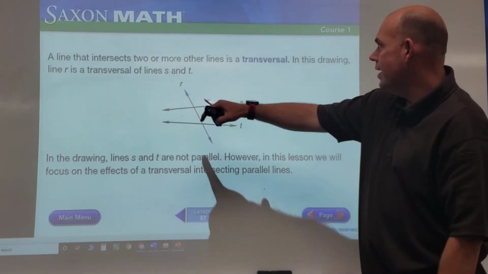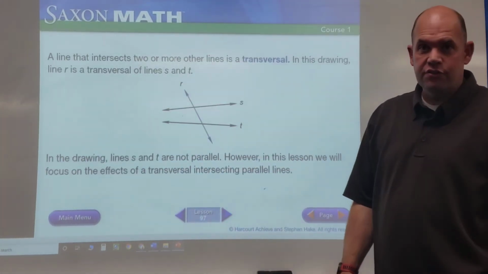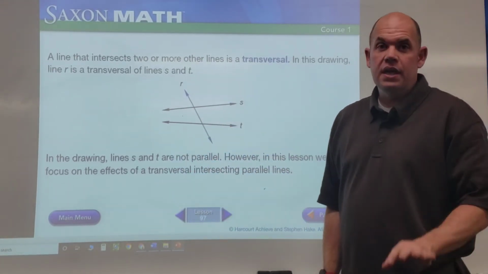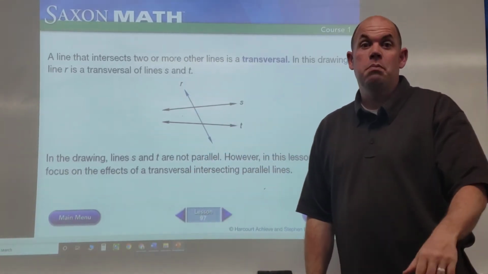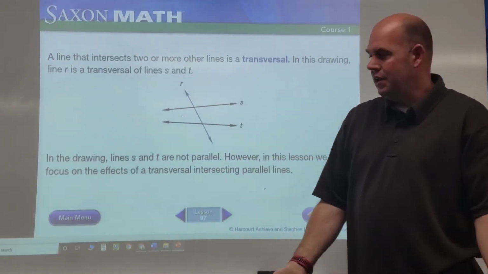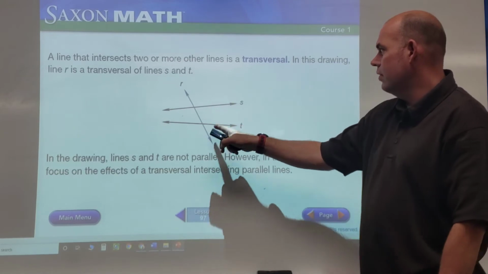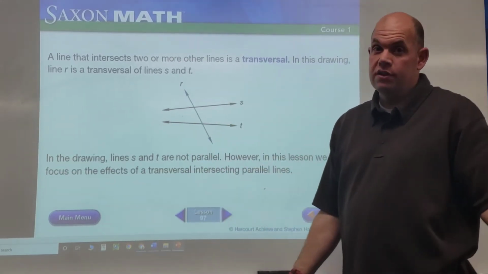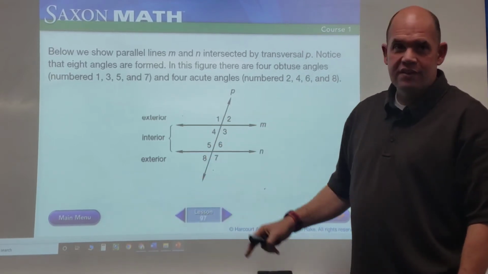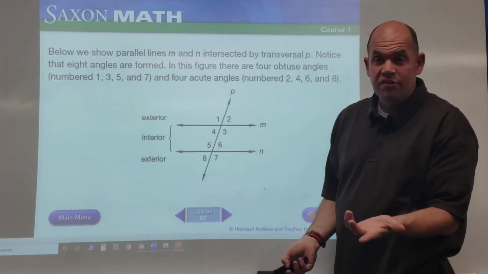All right, so a line that intersects two or more lines is a transversal. So here we have not parallel lines. In today's problems, we're going to be dealing with parallel lines. But here we've just got two lines intersected by another one. So we've got lines S and T intersected by line R. That's a transversal. Here we have two parallel lines, and then they've shown all the different possible angles.